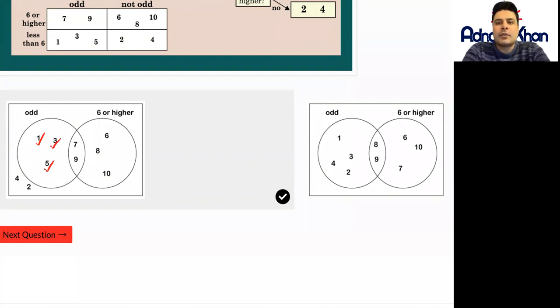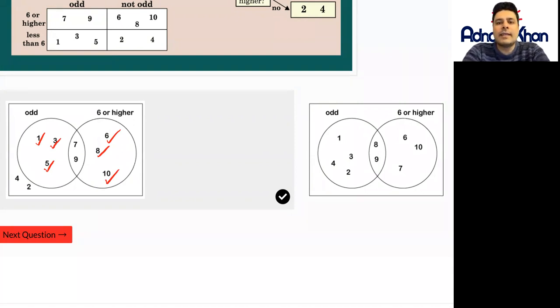Okay, so let's have a look on the right-hand side. So 6 is 6 or higher, correct. 8 is 6 or higher, correct. 10 is also 6 or higher, so that's correct. So let's have a look at 7 and 9, the two numbers in the middle. We've kind of done this before.